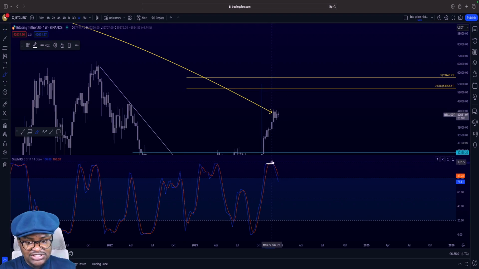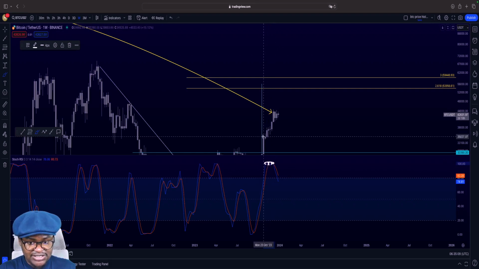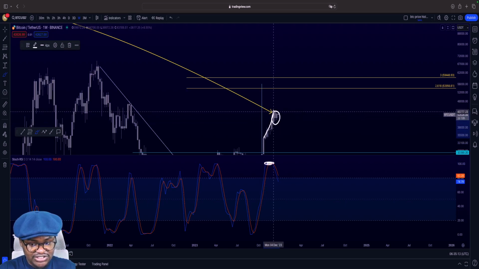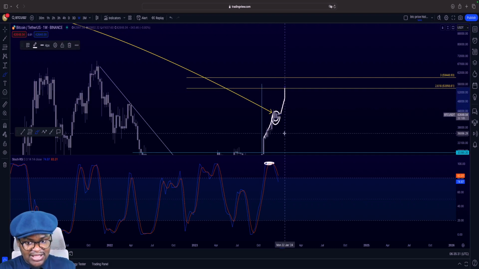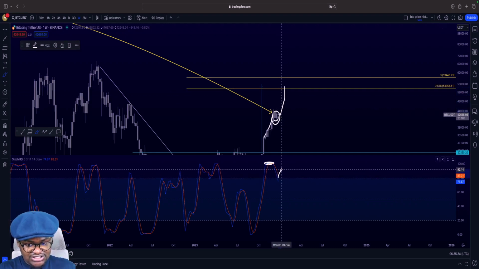So we can also see the same type of scenario here with this move up on the stochastic, and then we have price action moving up here, and we have this consolidation around here. So the question now is, will we also have a final boost to the upside right here and a bearish divergence on the stochastic right here? That's the question we should ask ourselves. That's just what I'm trying to figure out.